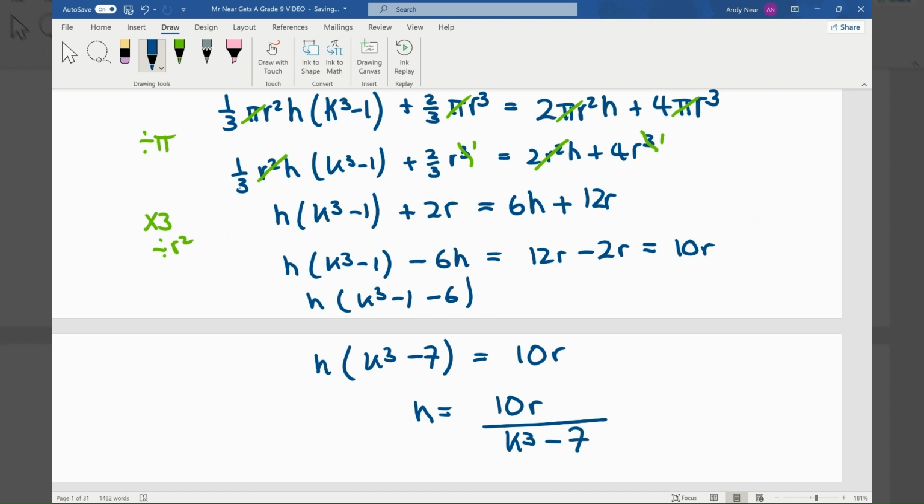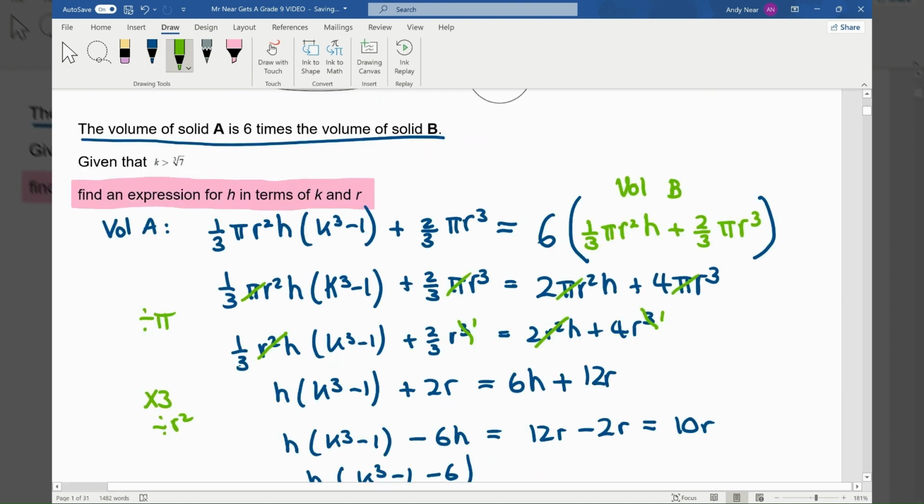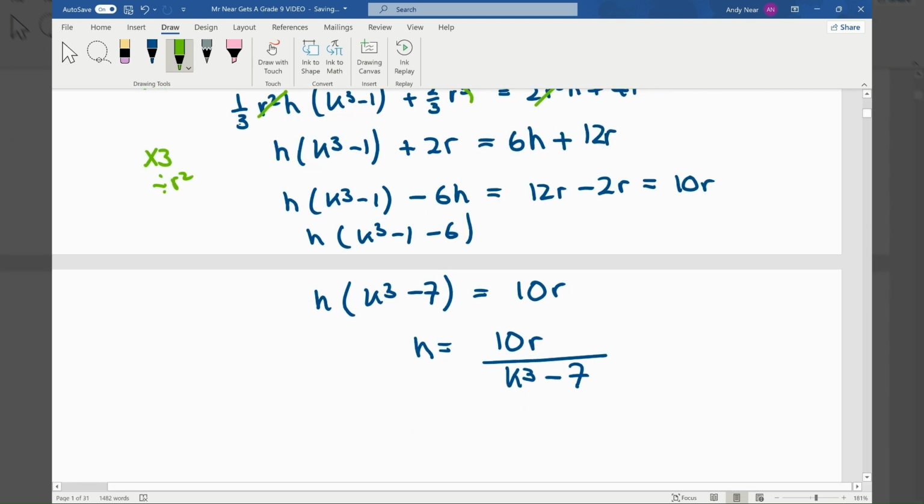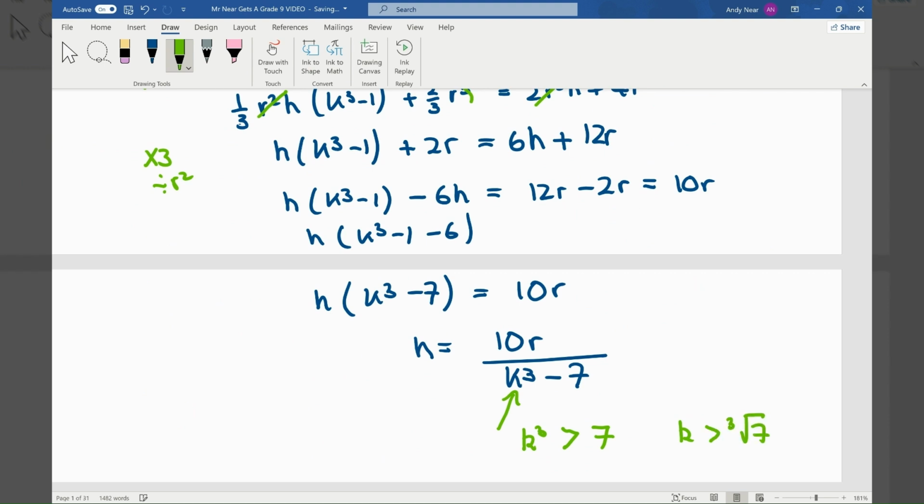And that's the answer. But there's one nice little bit to look at as well. In the question, it said this: given that k is greater than the cube root of 7. Now, we haven't used that or paid any attention to that whatsoever, but the reason why that is there is because of this. If k cubed is greater than 7, then the bottom of this will be positive. So that happens when k is greater than the cube root of 7. If k was less than the cube root of 7, the bottom would be negative, and we'd have a problem because we'd have a negative height. So you didn't need to worry about that in the question, but that's why it was there.